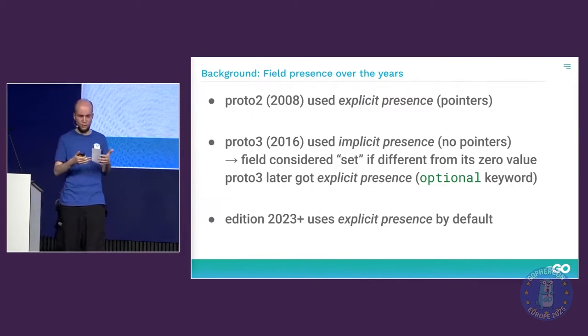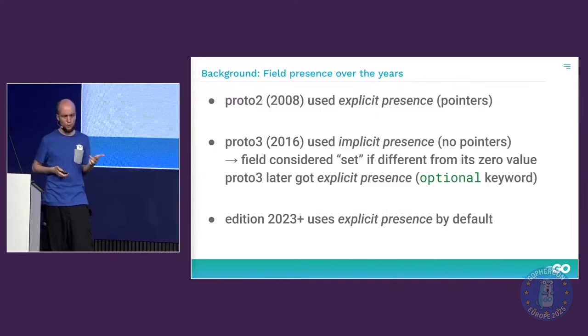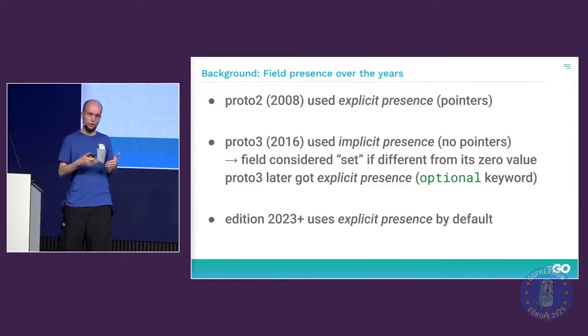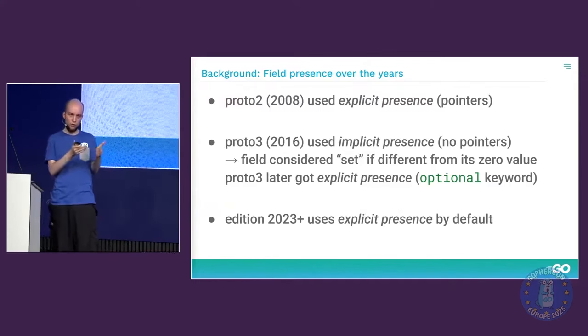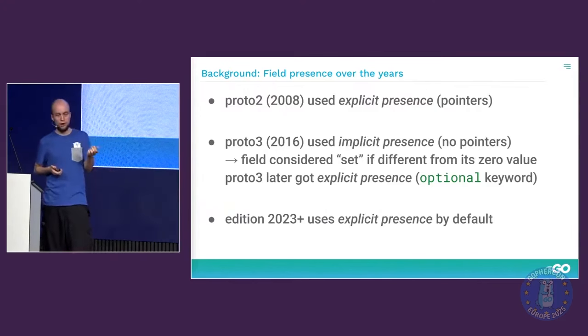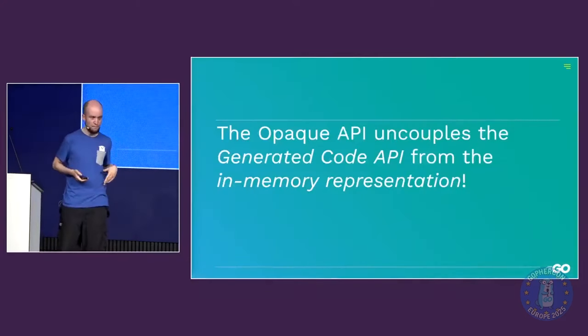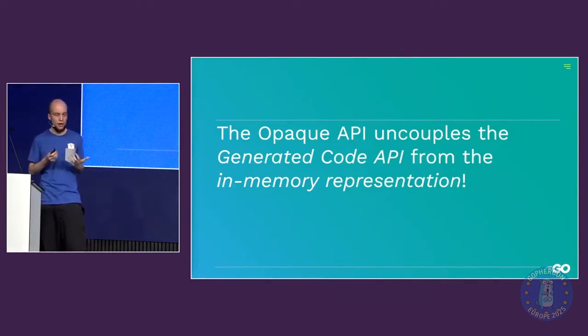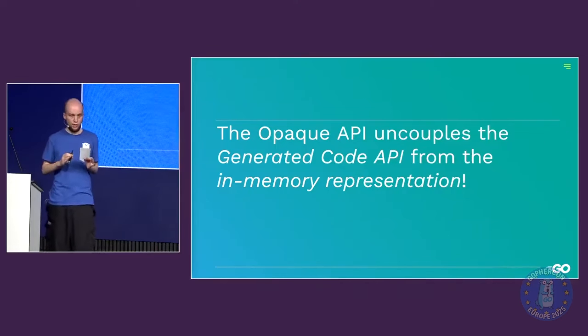Right, so that's a little bit surprising, and developers who were using Proto 3 weren't really all that happy about having to introduce a tri-state enum every time they wanted to distinguish a bool that was set to false from one that was not set and implicitly false. So later on, Proto 3 also got explicit presence through the optional keyword. And now with edition 2023, again almost a decade later, it's explicit presence again, and I think from here on out it will just be explicit presence because the implicit approach has sort of failed. So if you were to ask me how I would characterize the Opaque API, I would say the Opaque API uncouples the generated code API from the in-memory representation.